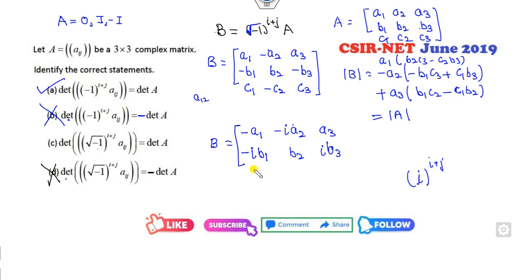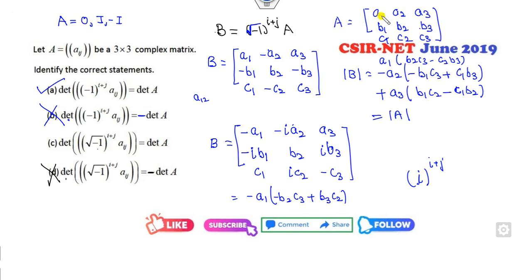3 plus 1, 4. 3 plus 2, 5. And 3 plus 3, 6. Now if you multiply them, you can find the determinant. It is minus b2 c3, minus iota squared, which is plus b3 c2.